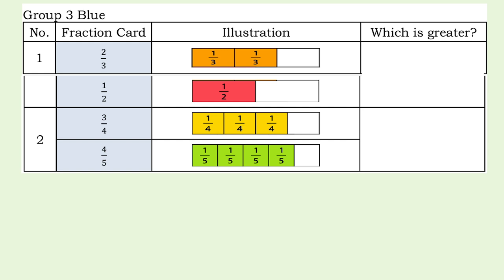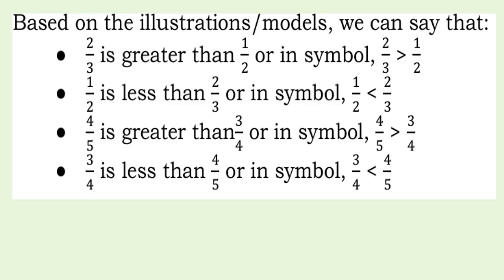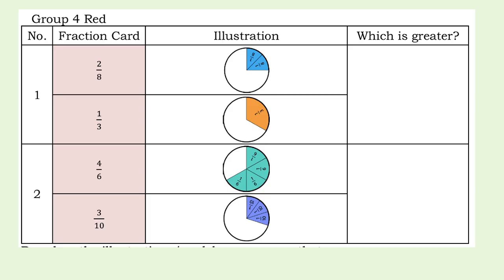Group 3. Number 1, which is greater? 2/3. Number 2, 4/5. Group 4. Number 1, 1/3. Number 2, 4/6.